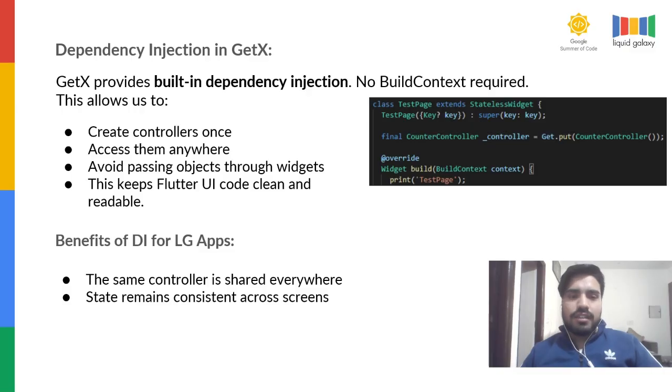Now let's understand the benefit of dependency injection in terms of the Liquid Galaxy application. The same controller is shared everywhere. Means you don't need to create a different controller for different functionality of the application. You can simply create one controller and define all your logic in it, and state remains constant across screens. And one more thing I tell you, the controller is always reloaded when you restart your page. Before building the widget tree, the controller has been initialized.